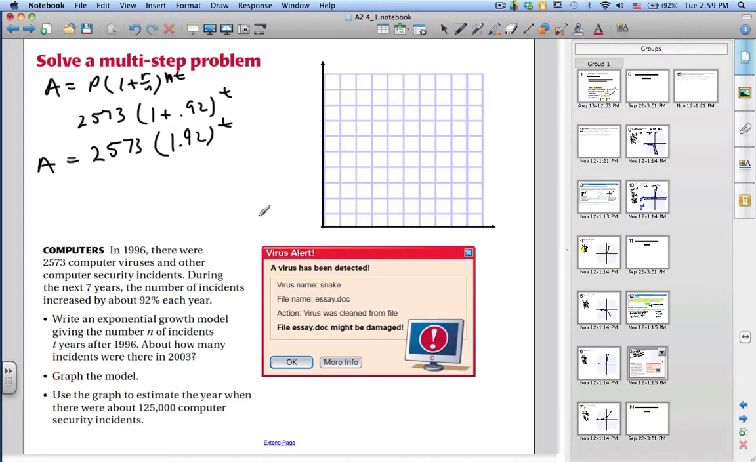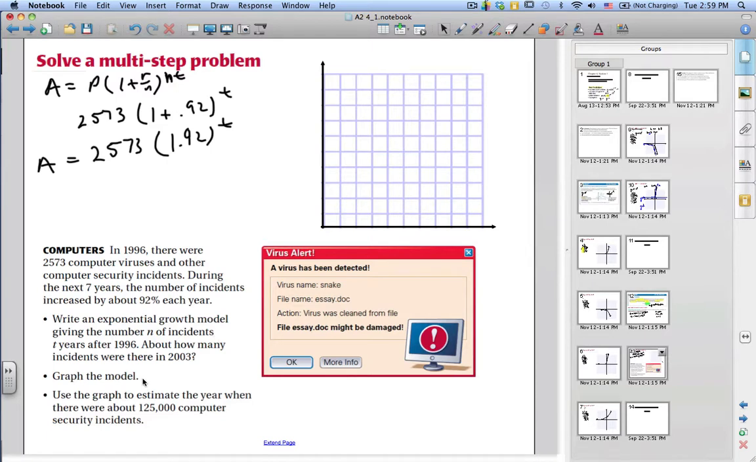Okay, write an exponential growth model. That's what I've done. Okay, and then how many incidents were there in 2003? Well, this is years since 1996. So 2003 would be 7 years since 1996. So I would plug in a 7 for t.